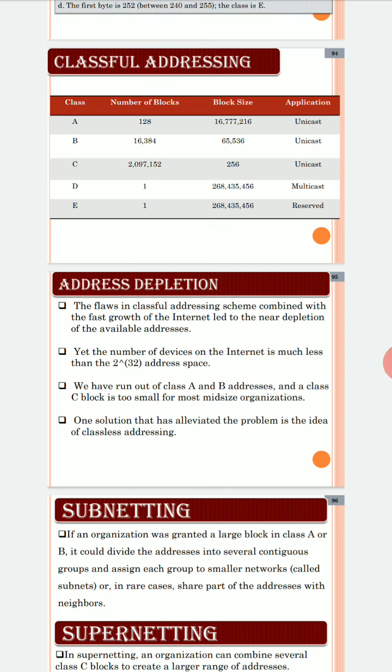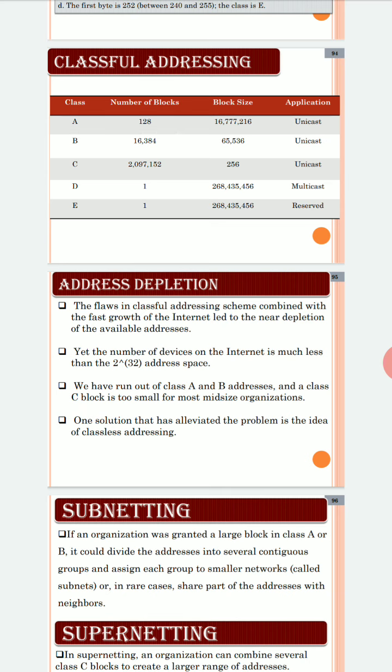The next topic is address depletion. The problem associated with classful addressing is address depletion. That is, addresses were not distributed properly. Let us consider class A addressing, in which only 128 organizations can be assigned because the first bit is 0 and the remaining 7 bits are for the prefix, so it is 2 to the power of 7, which is equal to 128. So we can use only up to 128 organizations for class A addressing.